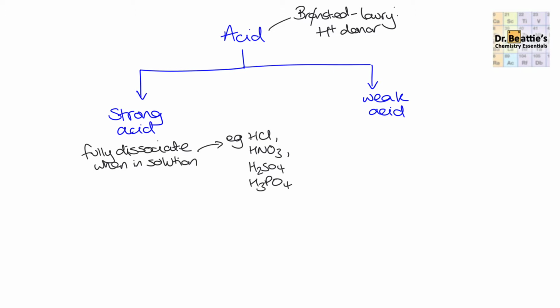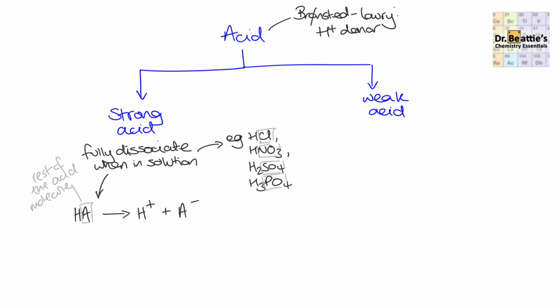into its constituent ions. So if we take a generic strong acid, which we're going to call HA, where A is the rest of the acid molecule. So for example, on these acid molecules here, we've circled the rest of the molecule. And what happens is when it's in solution, it fully breaks down into the constituent ions.